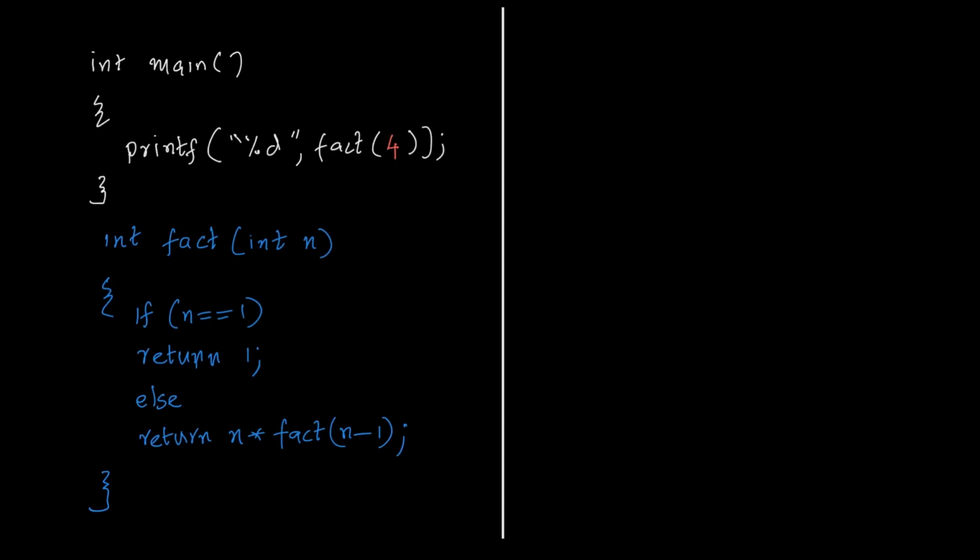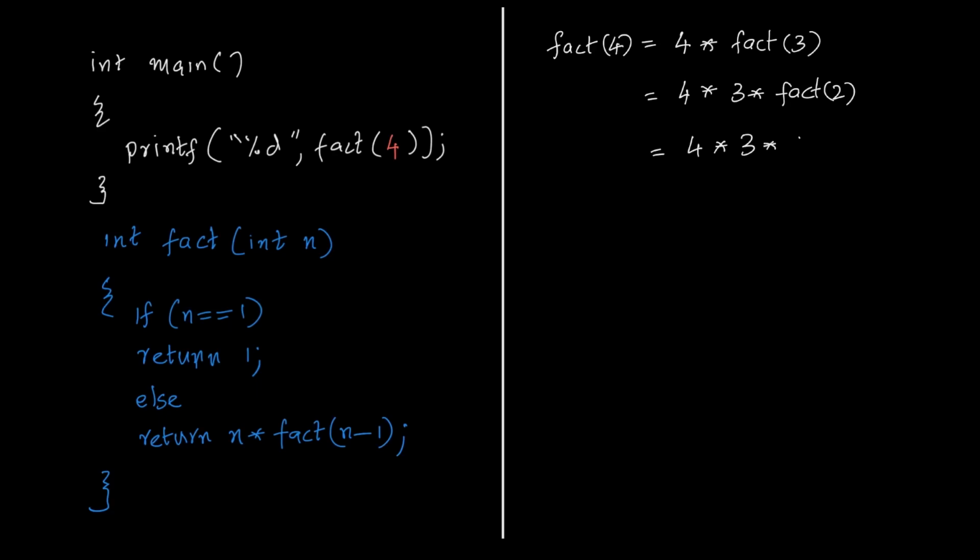Another way to understand this is when you make a function call fact 4, what you're going to get is 4 into fact 3, and fact 3, as you know, is 3 into fact 2, and fact 2, you know that is 2 into fact 1, and finally fact 1, you know that is 1, and you get the 4 factorial as 4 into 3 into 2 into 1, which is 24.